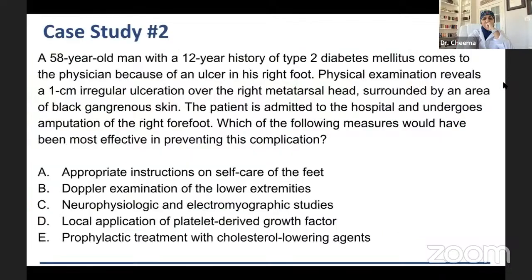All right, so let's go to case study number 2. Can you please volunteer to read it for me?